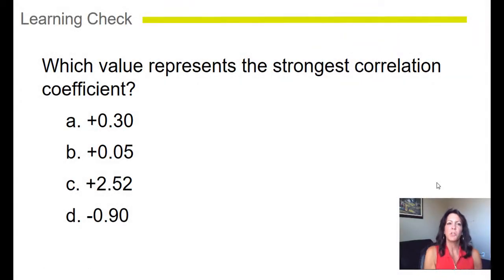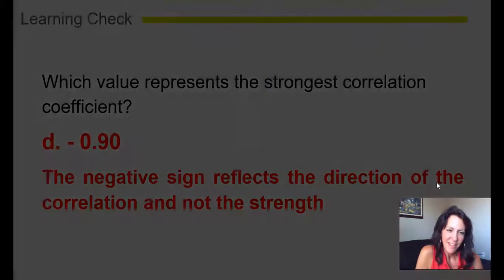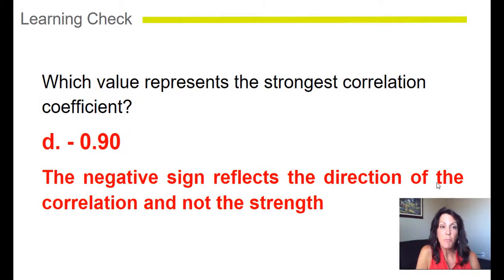So let's do some learning checks. Which value represents the strongest correlation coefficient? Positive 0.3, positive 0.05, positive 2.52, negative 0.9. Think about it. And the answer is negative 0.9. It's almost negative 1. The negative sign reflects the direction of the correlation, but not the strength. So don't be confused. Negative doesn't mean weak or anything. It just means a direction.